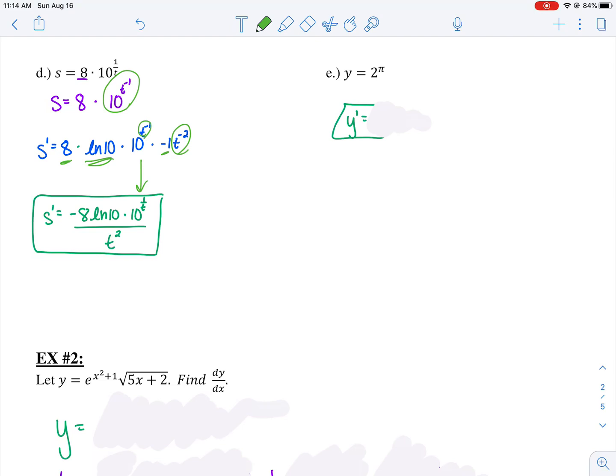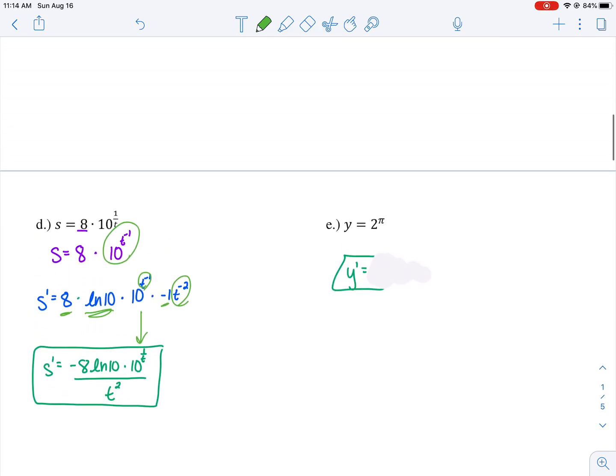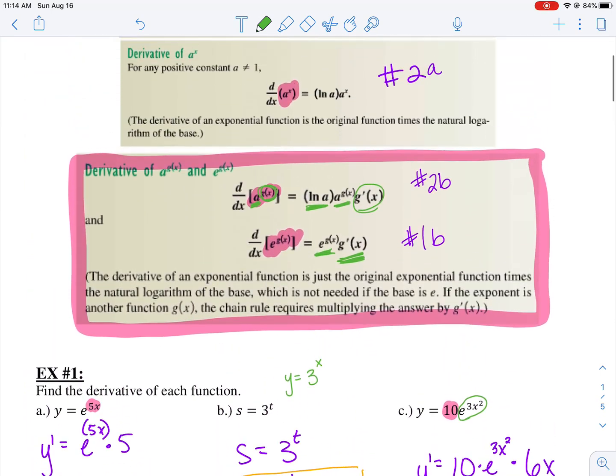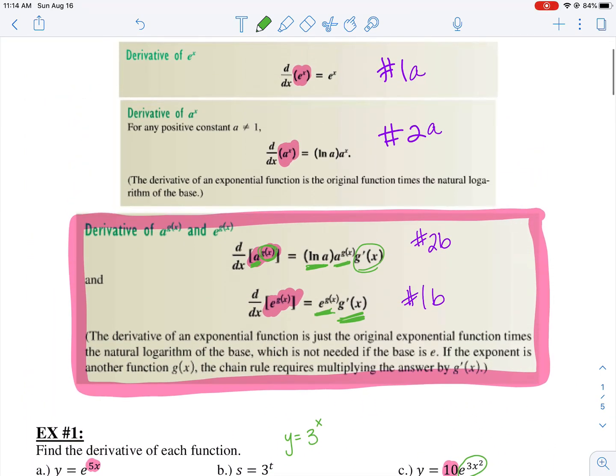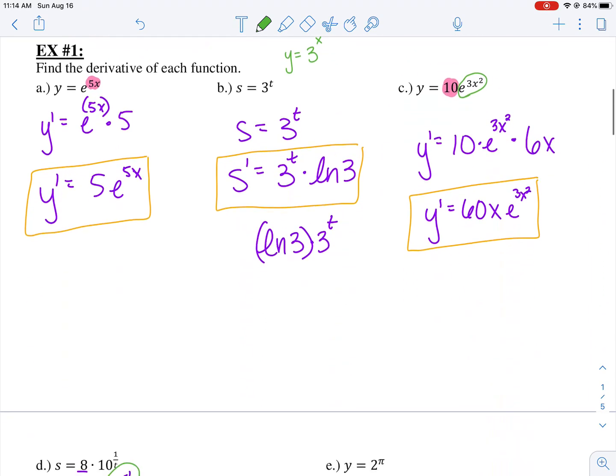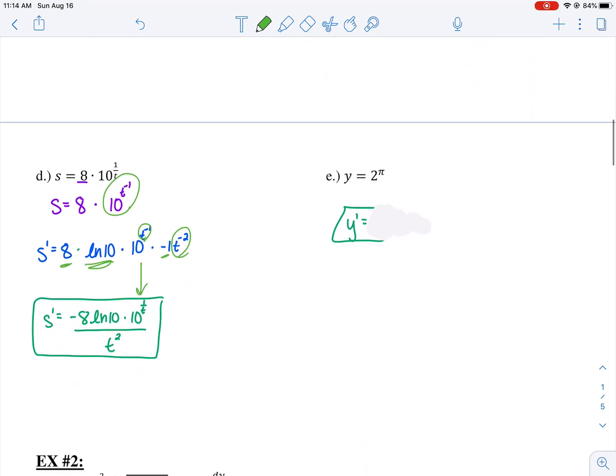All right, last one, let's look at E. Y equals 2 to the pi. So what rule is that? Oh, be careful. I hope that you didn't say rule 2a, a number to a variable exponent. Even though it looks like a variable, isn't pi just a number? So isn't this really y equals 2 to the 3.14 something, something?